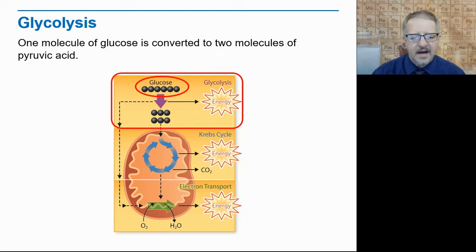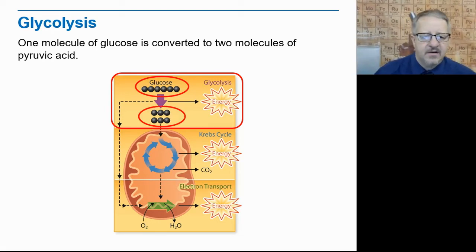And then we break that glucose down into 2 pyruvic acids, and they're right underneath that blue arrow. Those 2 pyruvic acids are then going to go into the next stage, which you can see down there is the Krebs cycle. But in the process of converting this glucose into 2 pyruvic acid molecules, we do get a little bit of energy out of that endeavor. So that's kind of nice.